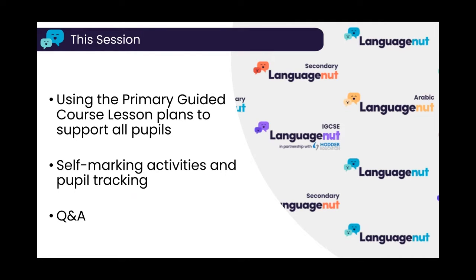And then in the second half, we will also have a look at the different activities, such as our self-marking activities and ways that you can track pupils so that you can really get a feel for how they're doing with different skills, such as reading, listening, writing, speaking, and how you can track that and set your lessons and assignments appropriately.